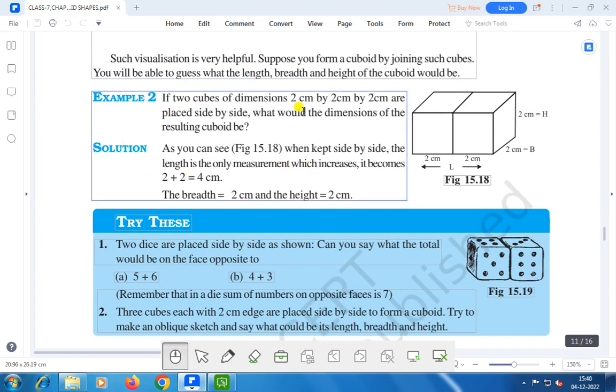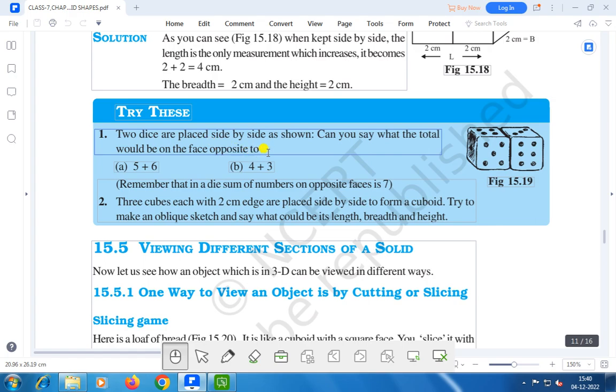If two cubes of dimension 2 cm by 2 cm by 2 cm are placed side by side, what would be the dimension of the resulting cuboid? As you can see, when you keep them side by side, the length is the only measurement which increases. It becomes 2 plus 2, which is 4, and the breadth is 2 cm and the height is 2 cm.